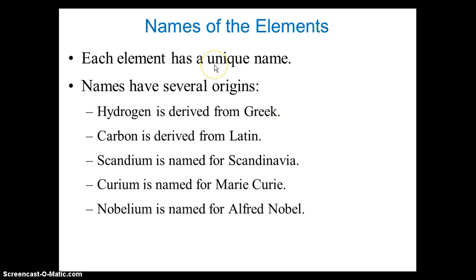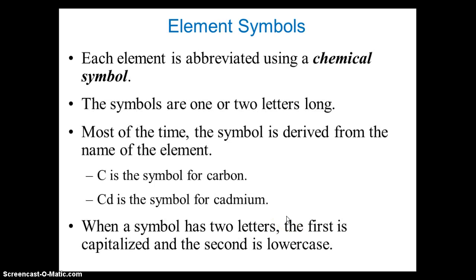And how do we identify elements? Each element has its unique name. Names have several origins. Hydrogen is derived from Greek, carbon is derived from Latin, scandium is named for Scandinavia. Curium is named for Marie Curie. Nobelium is named for Alfred Nobel. So you can see names are based on notable people, scientists.